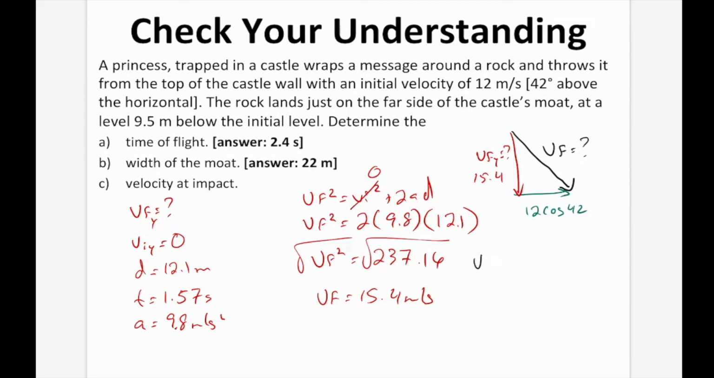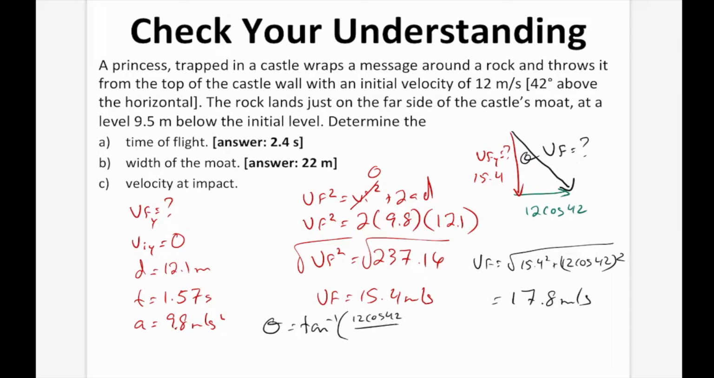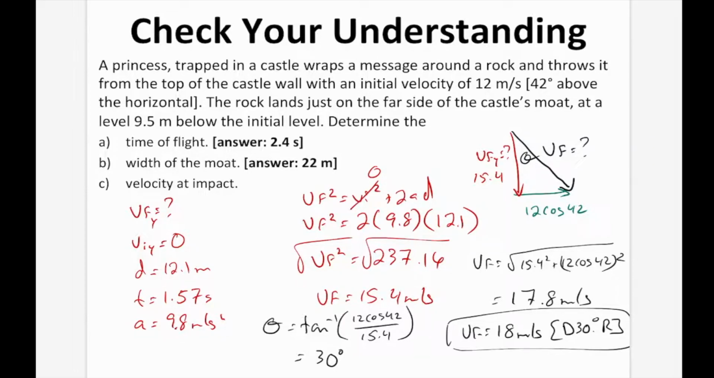So now we can find VF. VF is going to equal the square root of 15.4 squared plus 12 cos 42 squared. And that gives us a value of 17.8 meters per second. We can find theta. Theta is going to equal tan minus 1, opposite, which is 12 cos 42, divided by adjacent, which is 15.4. And that gives us a theta value of 30 degrees. So our final VF to 2 sig digs is going to be 18 meters per second. And in this example, we went down 30 degrees right. And that's our final answer. And that concludes our lesson on projectile motion.